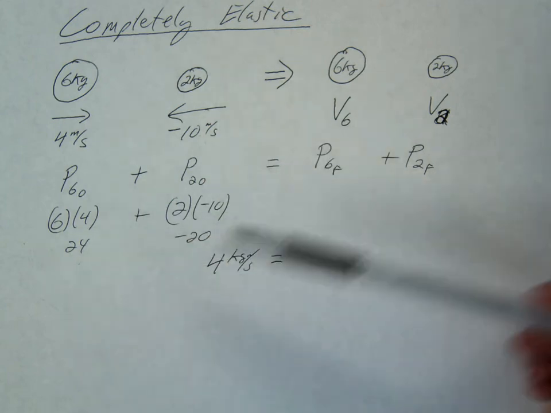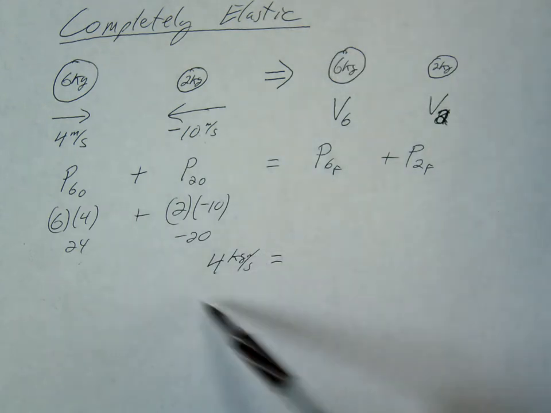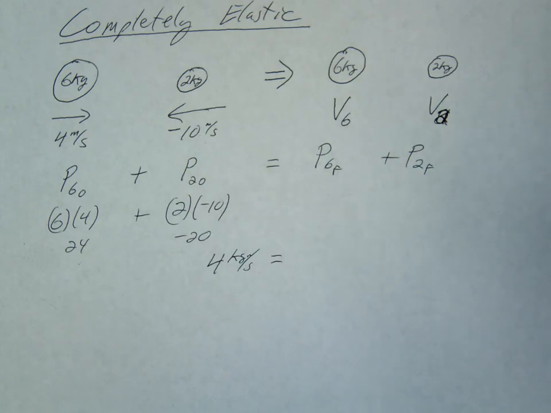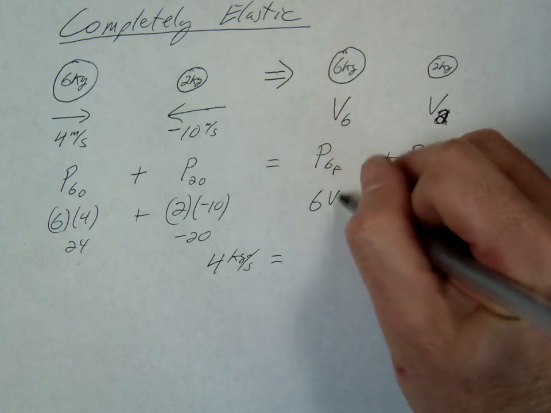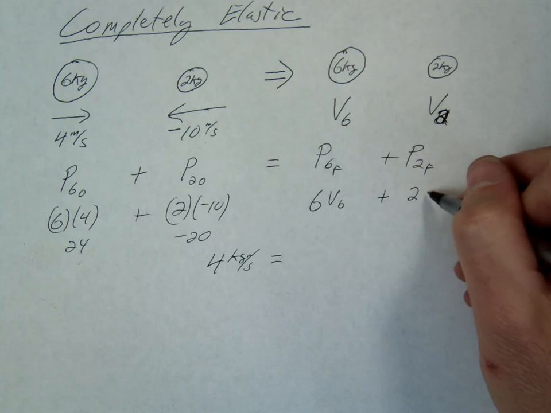So the initial momentum of the system, if they ask you what's the initial momentum of the system, you would say it's 4. Okay? What's the final momentum of the system? 4. Because it's conserved.